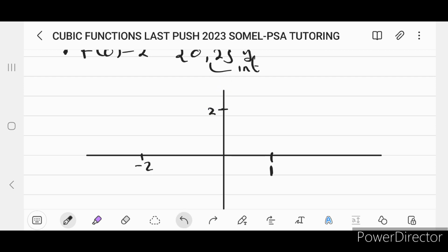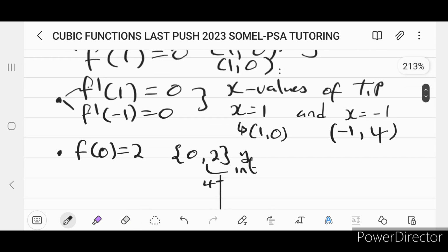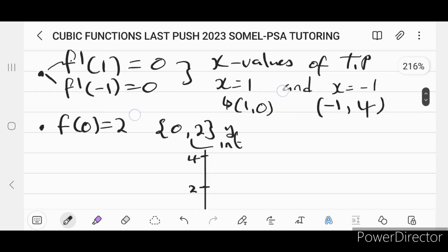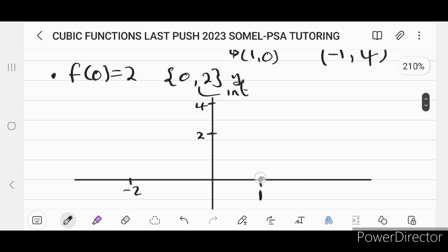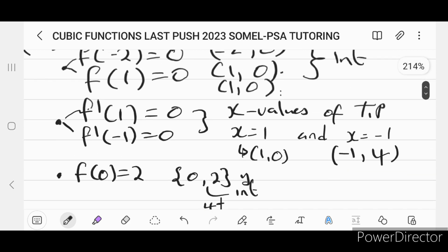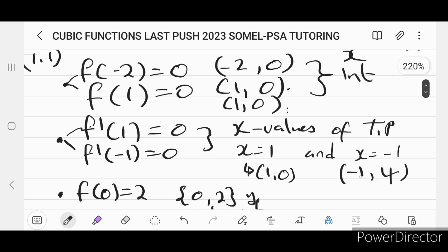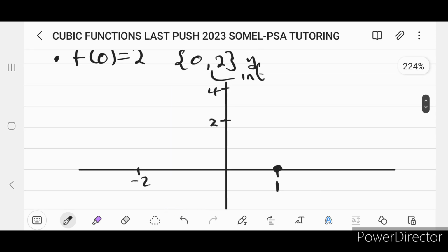Let me extend this to that point. No, because there's a 4 somewhere. And then my turning point is this. The turning point is this. X is to 0 and -1 is to 4. So -1 will be here. -1 is to 4. So that will be my other turning point.